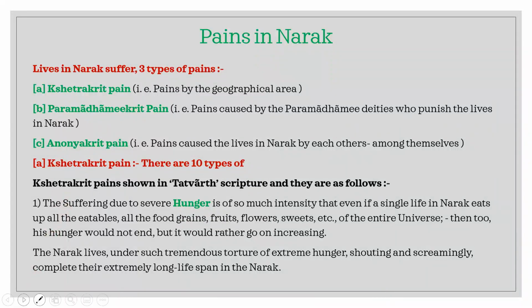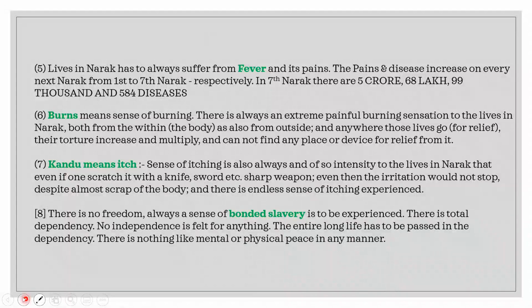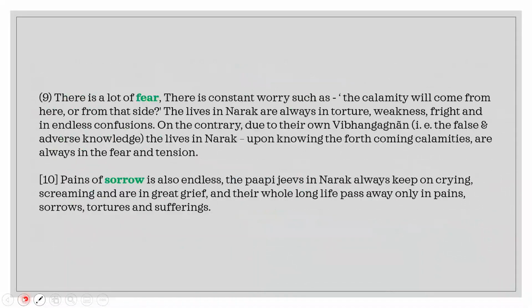And we saw there is a pain of hunger, a pain of thirst, a pain of cold climatic conditions, hot climatic conditions, then a pain of fever or diseases. And we saw the Jeevs of the 7th Narki have 5 crore 68 lakh 99,584 diseases all the time. Now, all these pains go on increasing from the 1st to the 7th Narak. Then another type of pain was the pain of burning sensation from both inside and outside the body, the pain of itching, then pain of bonded slavery, pain of fear, and pain of sorrow. So these are the 10 types of pain that are known as Kshetragnya pain.